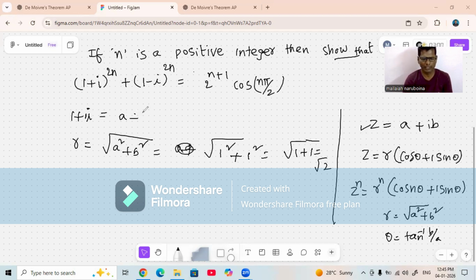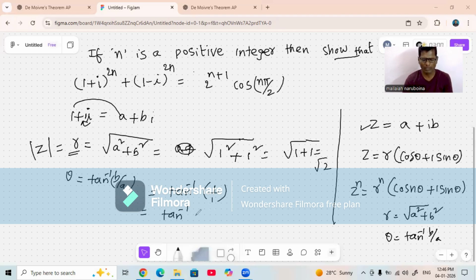The reason is it is in the form of a plus bi, so the a value is 1 and the coefficient of i is 1, so the b value is 1. Substitute in this, you will get the magnitude. r is magnitude, which we symbolically represent as modulus of z also. Now theta. Theta is equal to tan inverse b by a. The b value is 1, the a value is 1, so that is tan inverse 1 by 1, that is 1 only.